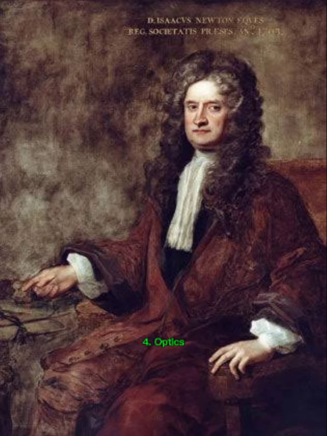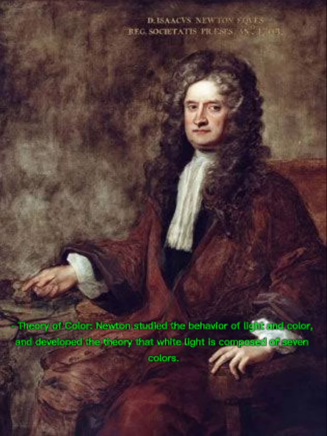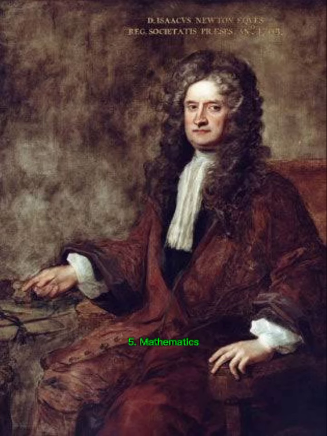4. Optics. Newtonian telescope. Newton developed the first practical reflecting telescope, known as the Newtonian telescope. It uses a mirror to focus light and form an image. Theory of color. Newton studied the behavior of light and color and developed the theory that white light is composed of 7 colors.